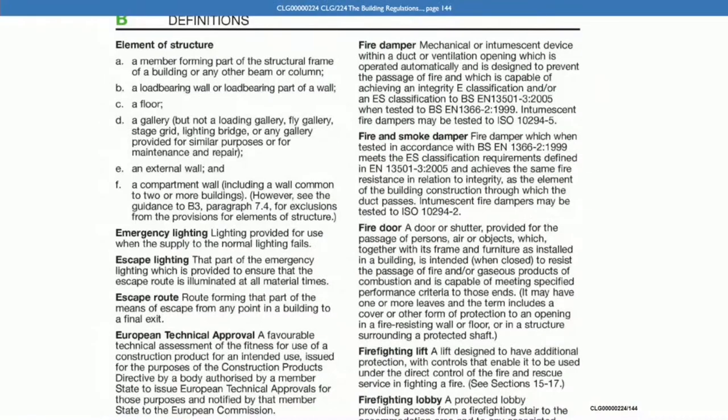Now, first, if we look at Approved Document B again, CLG 50224 at page 144, this is within the Appendix E definition section of ADB. It defines a fire damper. It's in the top right-hand column. Can you see it says a fire damper is a mechanical or intumescent device within a duct or ventilation opening, which is operated automatically and is designed to prevent the passage of fire, which is capable of achieving an integrity E classification and/or an ES classification. Do you see that? Yes. And then if we go to Dr. Lane's main smoke control report, at BLARP 2, 5035, at page 86.